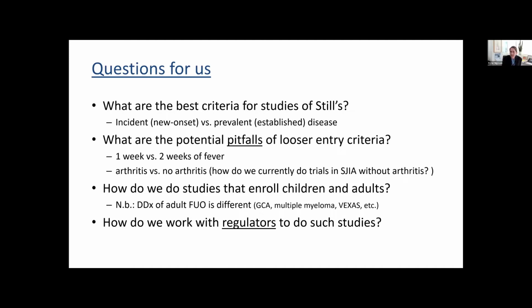Could I ask Nikolay, I don't know if you are available to, I think you can speak. It looks like you're on the panel there, from the FDA, to give us any thoughts on these criteria or how we work with regulators. The last question.